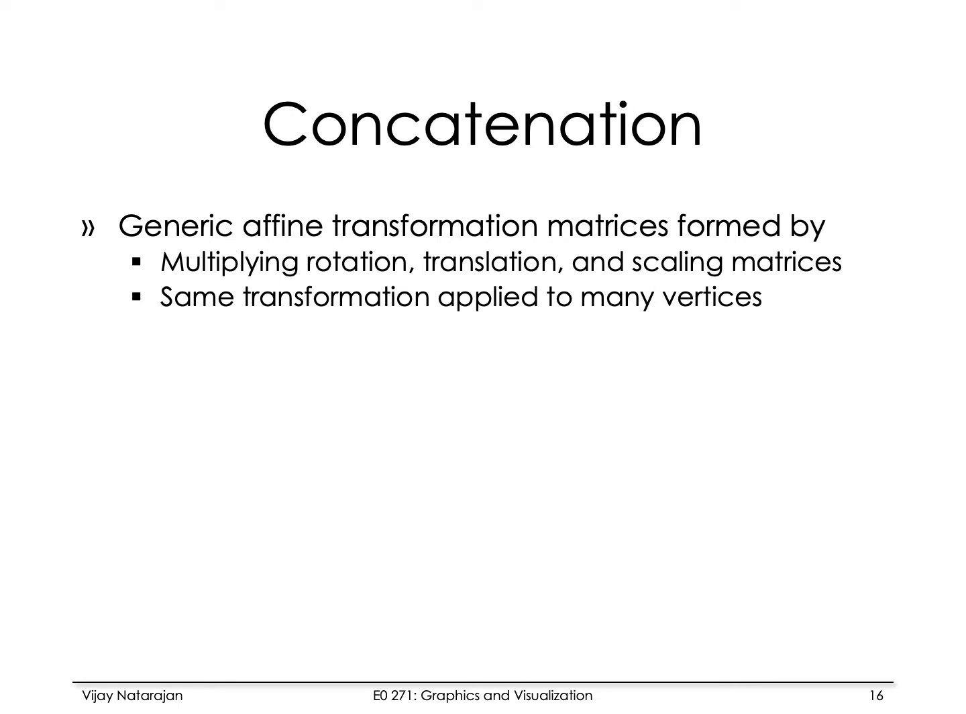In computer graphics, often the same transformation is applied on a large number of vertices. You can imagine that you have a model which has a few million vertices, and you are trying to rotate this model. This means that you are rotating all the vertices inside this model. So the same transformation gets applied to all the vertices.